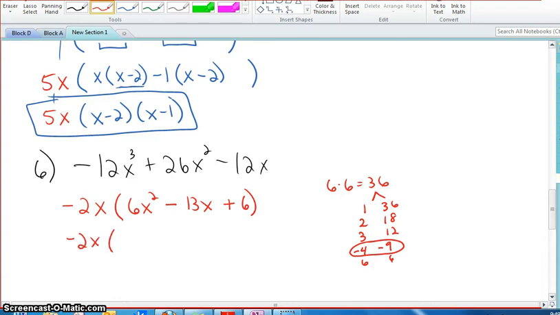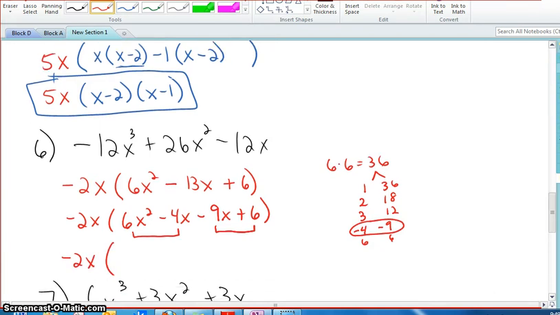So I have negative 2x, 6x squared minus 4x minus 9x plus 6. Group these two, group these two. The negative 2x is just along for the ride. So now these two have a 2x in common. What's left is 3x minus 2. The second group of 2 has a negative 3 in common. What's left is 3x minus 2.